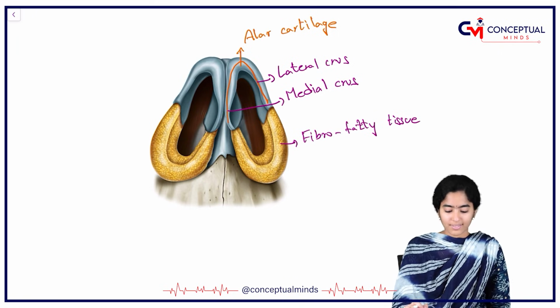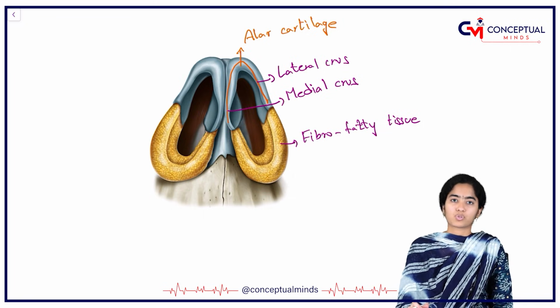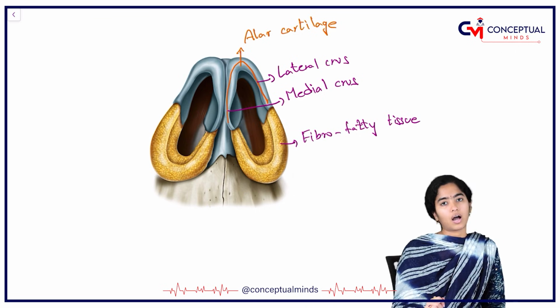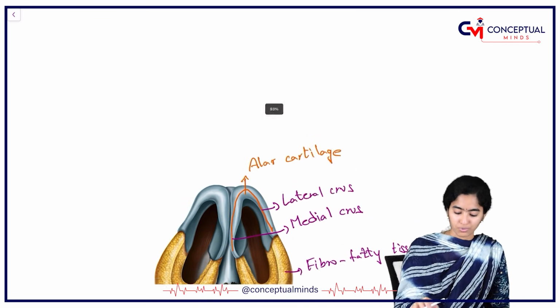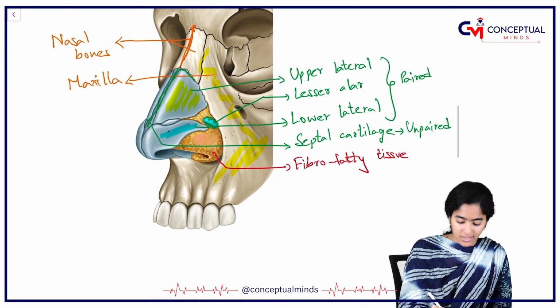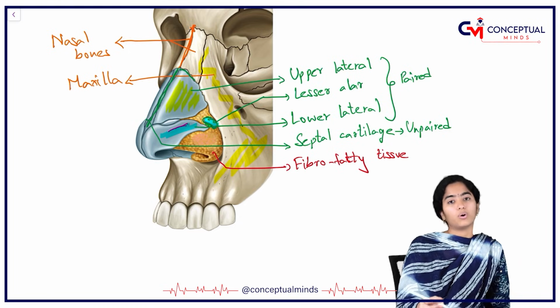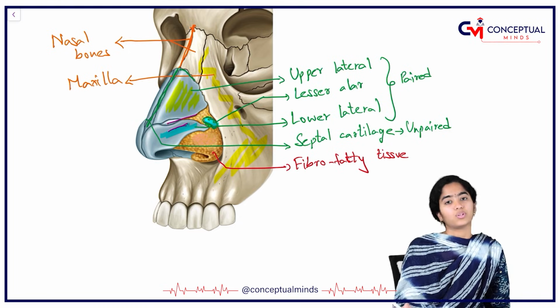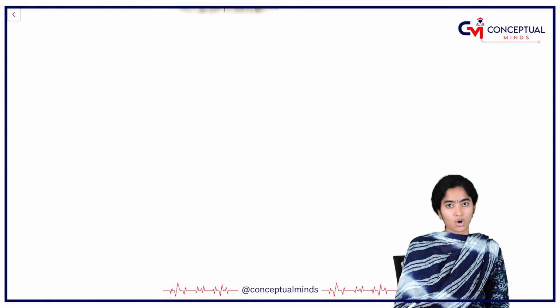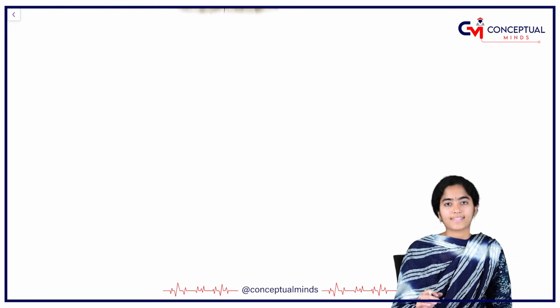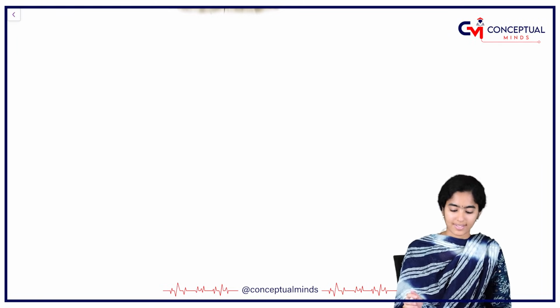The medial crus forms the columella of the nose and the lateral crus overlaps with the lower border of the upper lateral cartilage. This is the lateral crus and it is overlapping with the lower border of upper lateral cartilage. This osteocartilaginous framework is covered by skin and muscles.